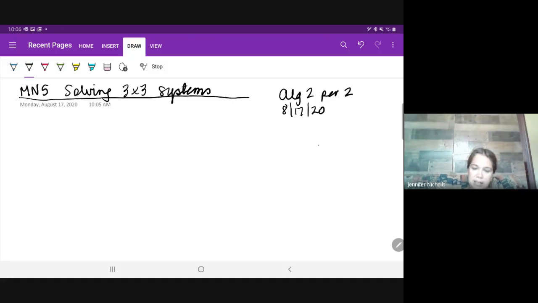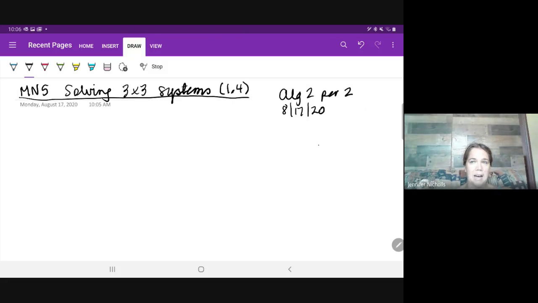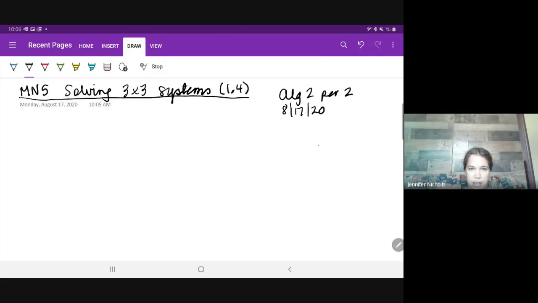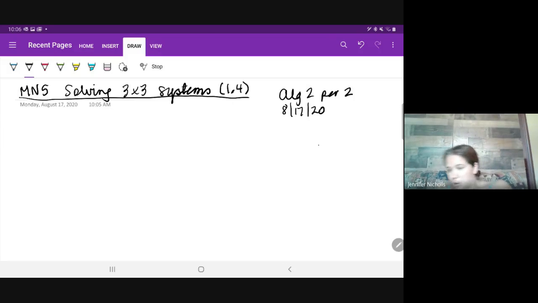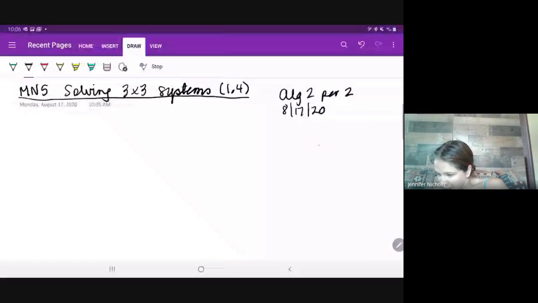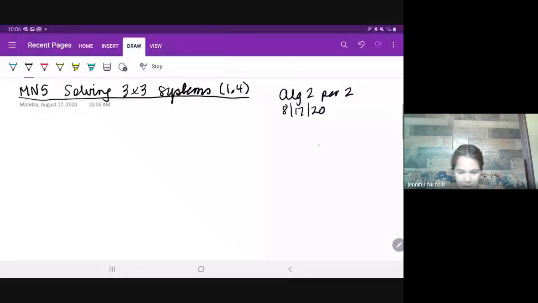This is actually a section in our textbook now. It's section 1.4. We're going to do some problems from our textbook, but actually we're still going to be on the worksheet. So the problems aren't going to be exactly from the textbook. But first let me show you what it looks like.